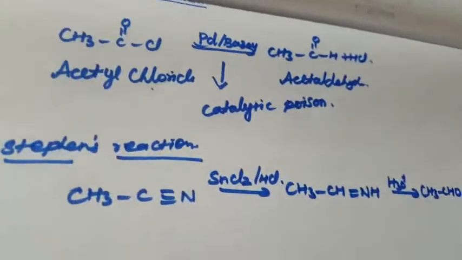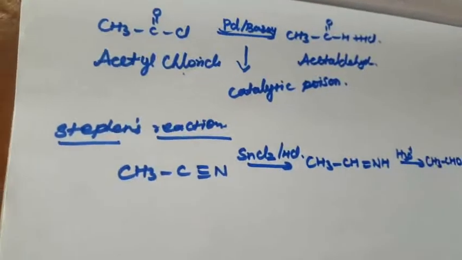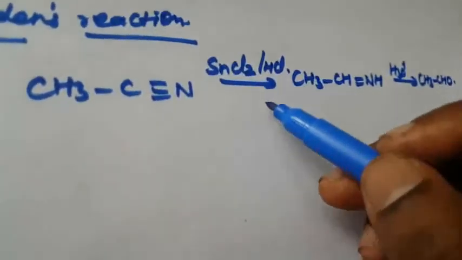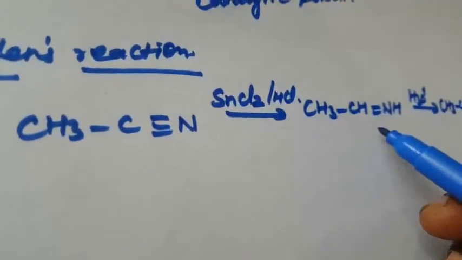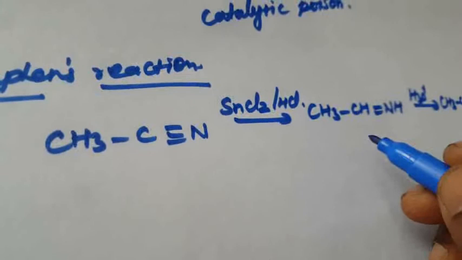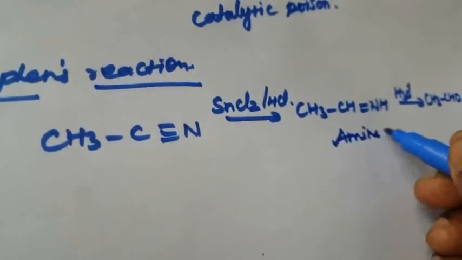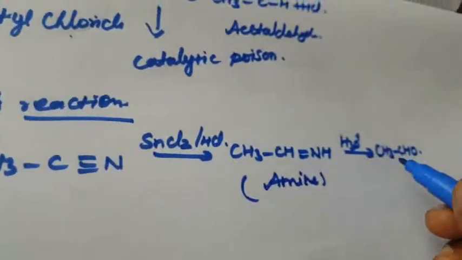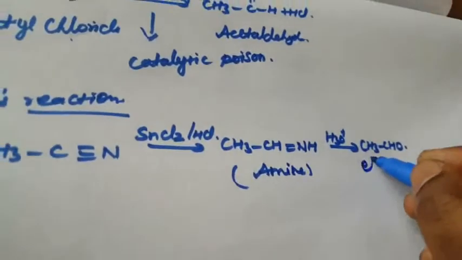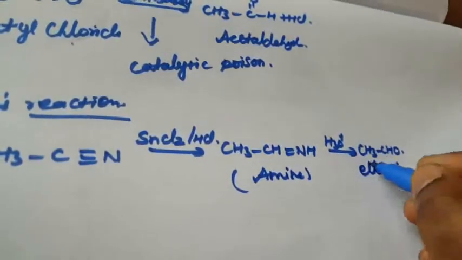Stephenson, the corresponding amines are formed, which on hydrolysis give the first one. First we use stannous chloride, and hydrolysis forms the amine group. So an amine compound will be formed. After that, hydrolysis forms the ethanol. Okay, this is called ethanol.